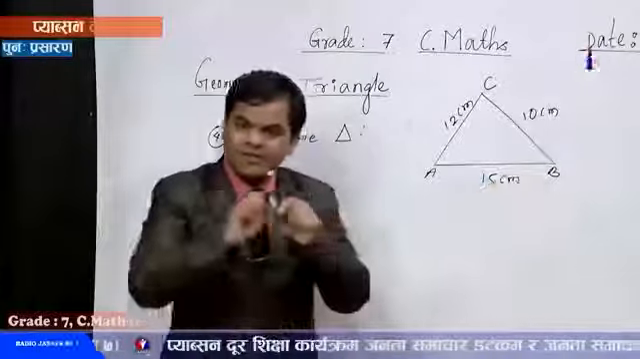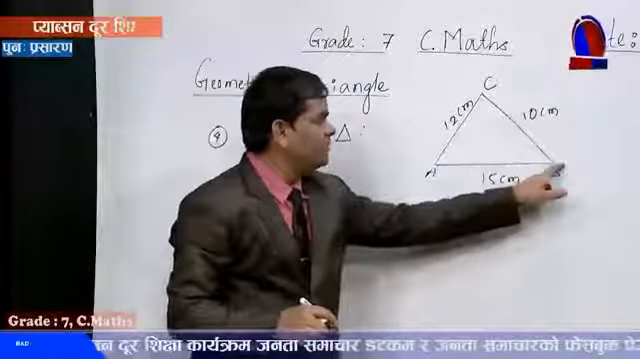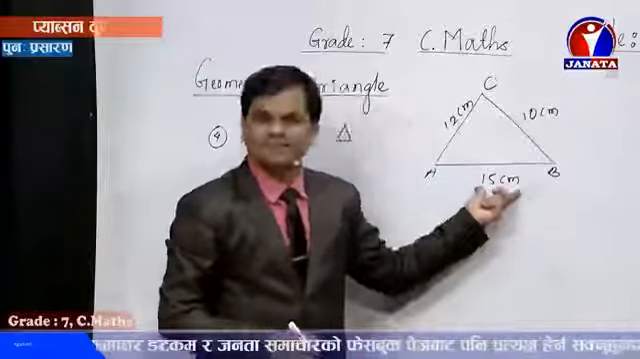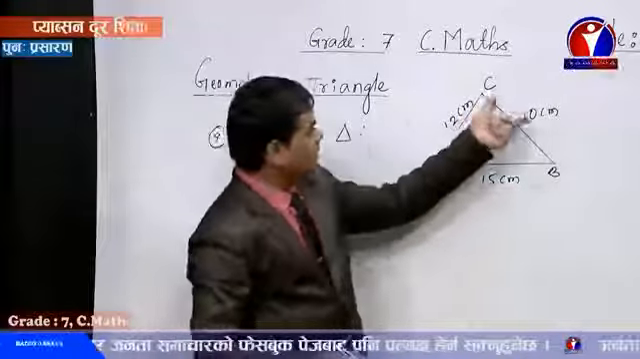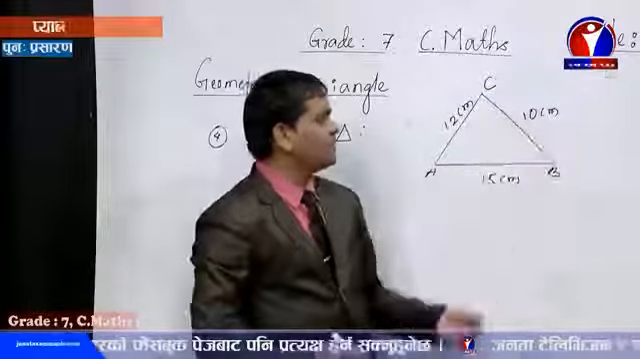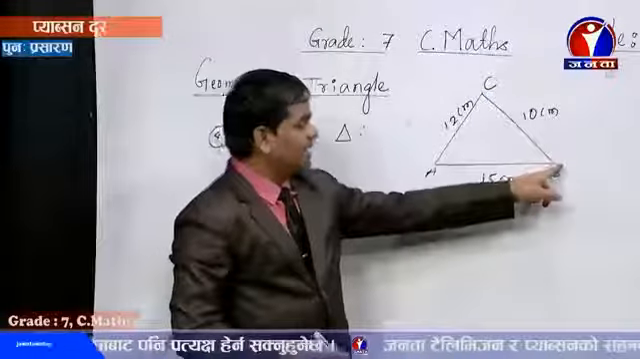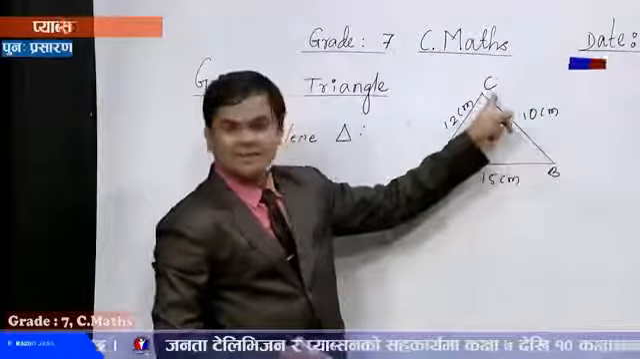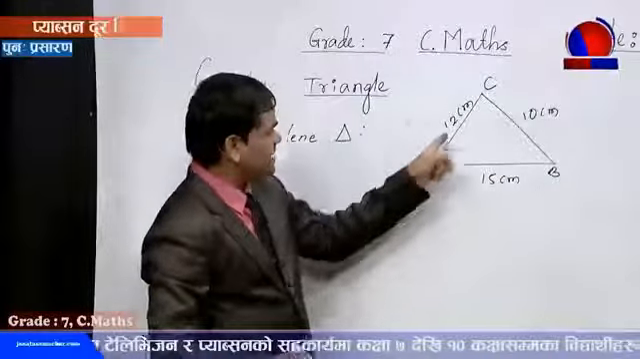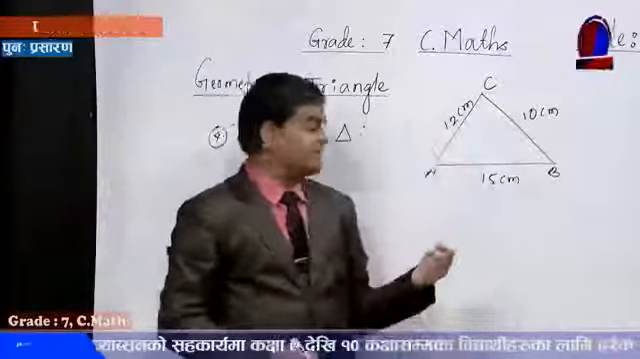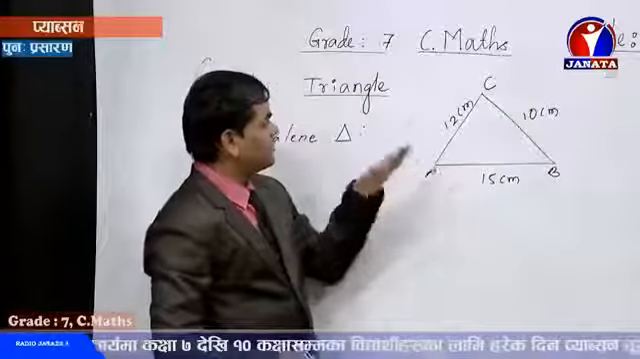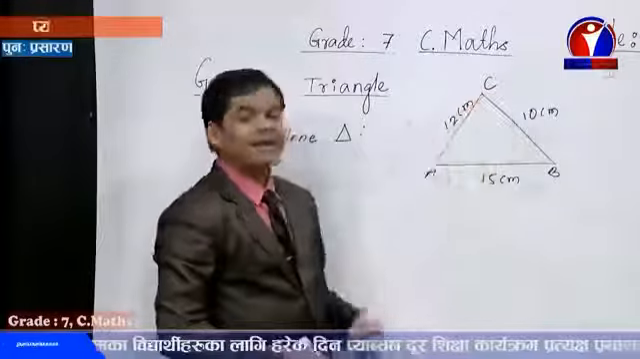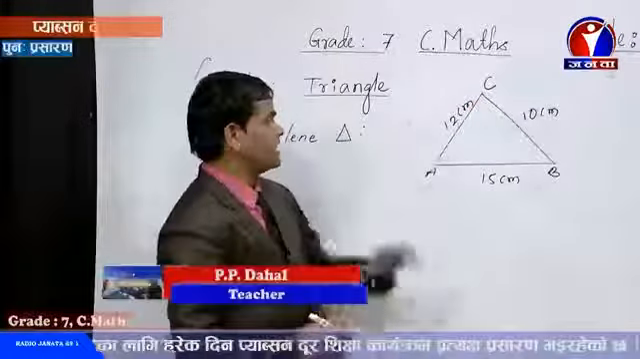When we measure the length in between A to B by using a scale, if it comes as 15 centimeter, it means that. Similarly, the side BC has the measurement of 10 centimeter, the length while measuring by using a scale from B point to C point. Similarly, in case of AC, 12 centimeter represents the length of measurement in between A and C point.